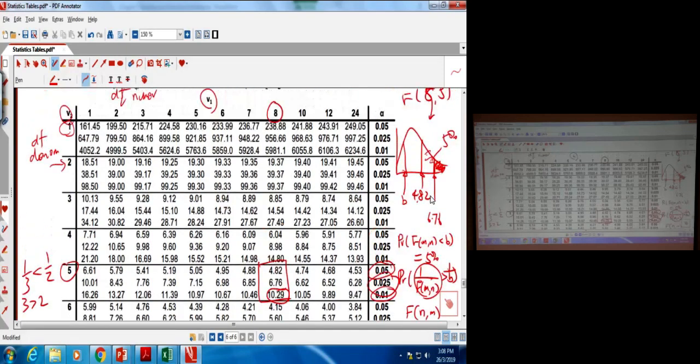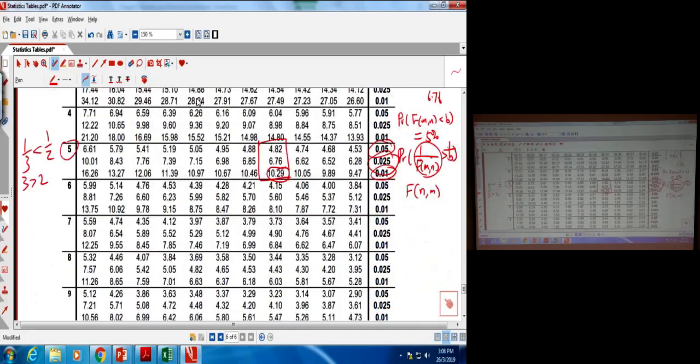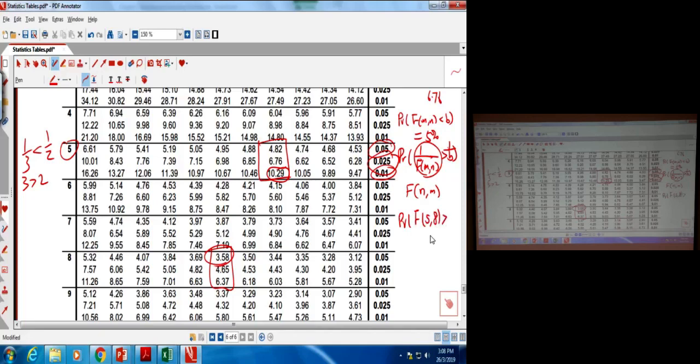So now, just now V1 was 8, so now V1 becomes 5, and V2 becomes 8. So I look at this set of numbers. 5% means this number, 3.58. But this is not B, it's 1 over B equal to 3.58. So you have to take 1 over 3.58. In other words, the probability of F_58 greater than 3.58 is equal to 5%. Therefore, B equals 1 over 3.58.